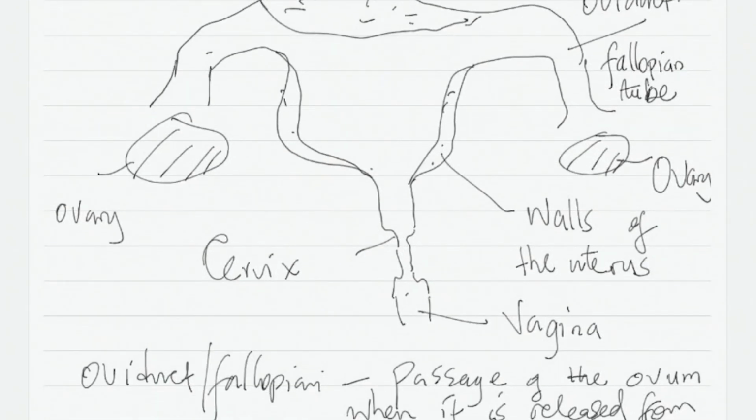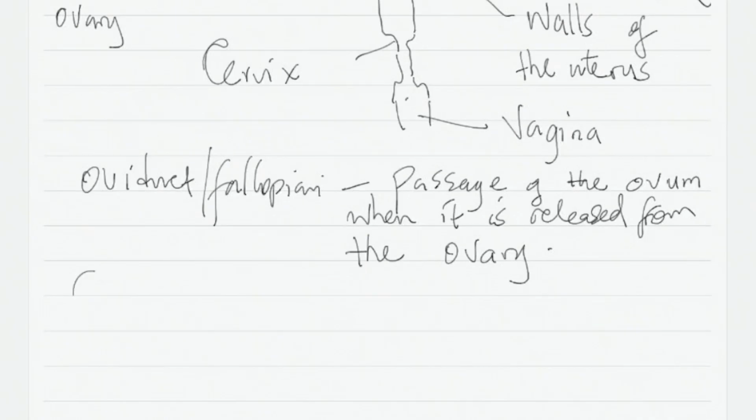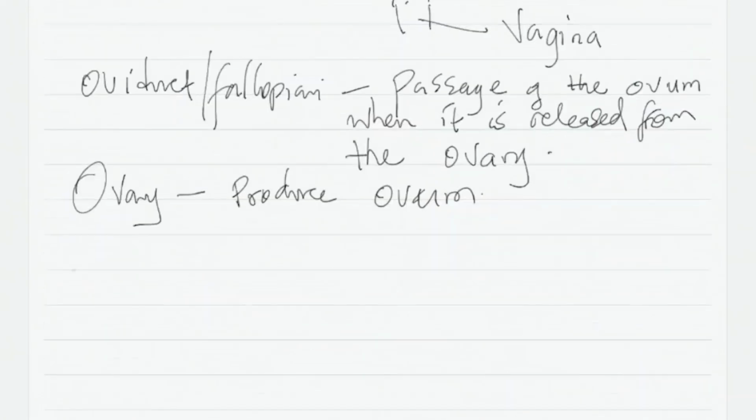Let's look at another part. When we look at the ovary, of course, the function is already known, to produce the ovum. The ovary produces the ovum. How about the uterus? The function of the uterus is for implantation of a fertilized egg.